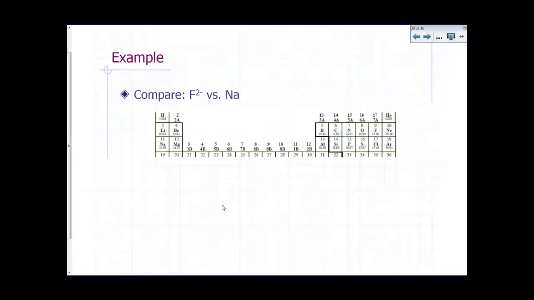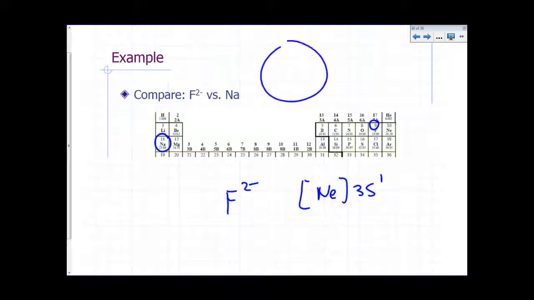So how do you compare F with a negative 2 charge versus sodium? F with a negative 2 charge, we said, has a very low tendency to hold on to its electrons. Remember, 9 electrons plus 2, that's 11 electrons. So it's going to be the same as sodium. It's going to have a neon core, 3s1 configuration. But what's the difference?